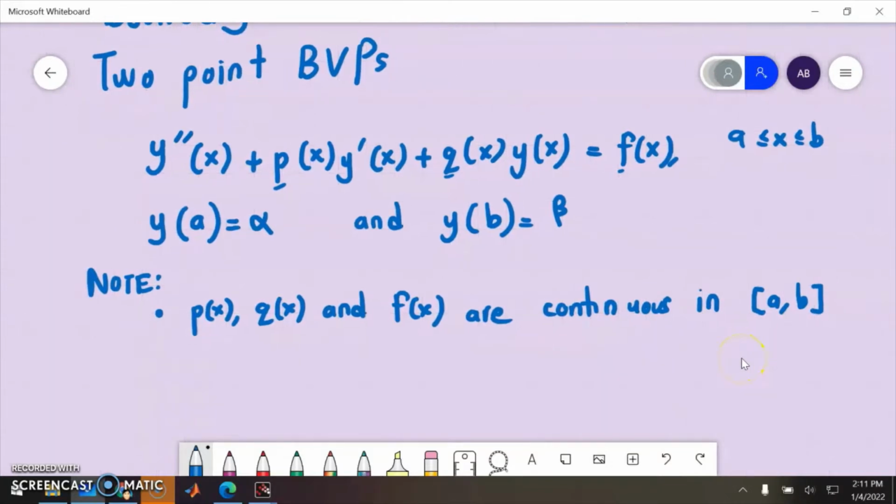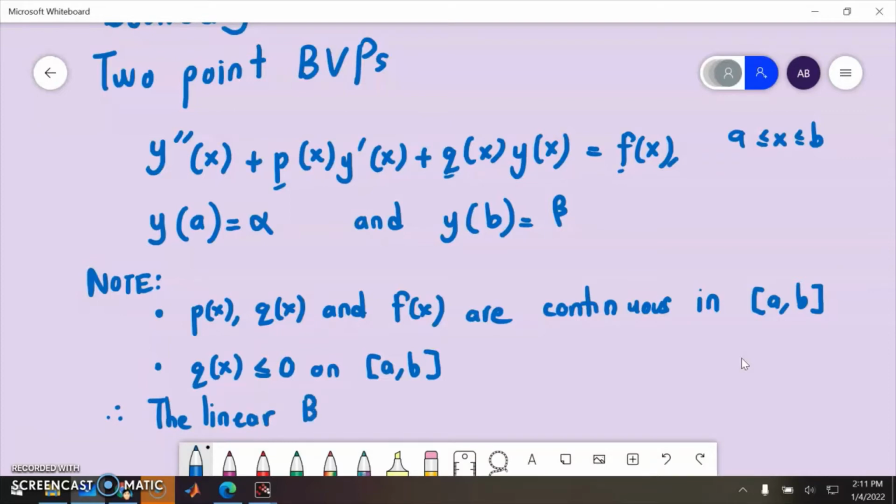And the second one, if q(x) is less than or equal to 0 on this region, then the linear boundary value problem has a unique solution. This is at least the condition that we're going to consider. A special case happens if p(x) equals 0. Then you have y''(x) + q(x)y(x) = f(x).